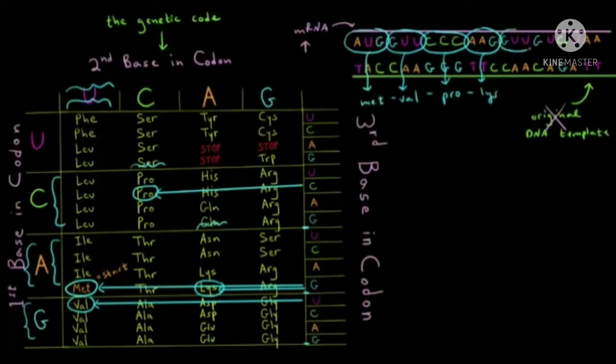And the next one, GUU. So in fact, we already have the codon GUU. The second codon was GUU, so I'm not going to go over how to find it again. I'll just put in valine.